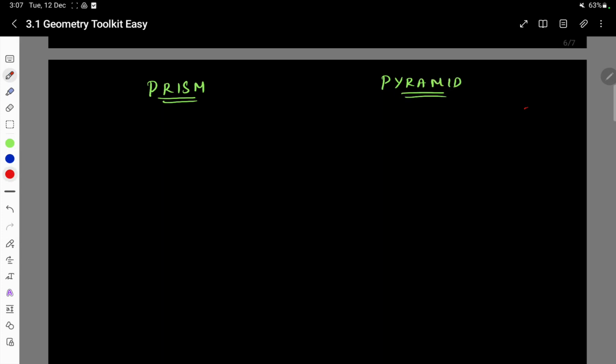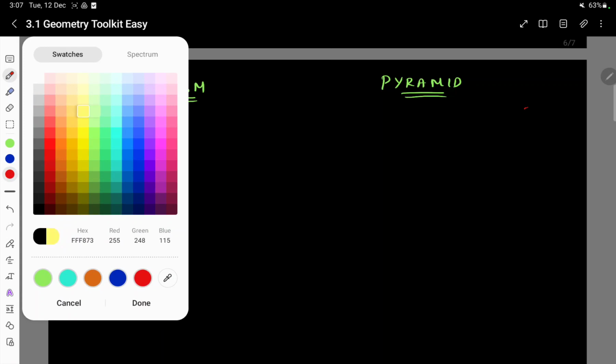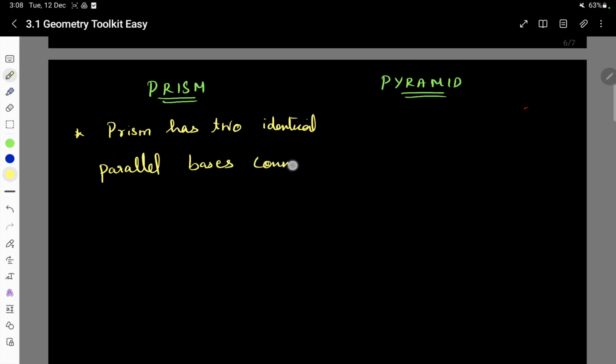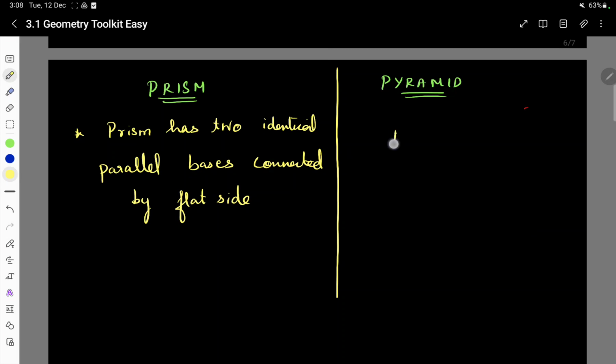So now what we can do here is, prism is nothing but, I'll write the statement: prism has two identical parallel bases connected by flat sides. So this is prism. And pyramid is nothing but, pyramid has a single base.